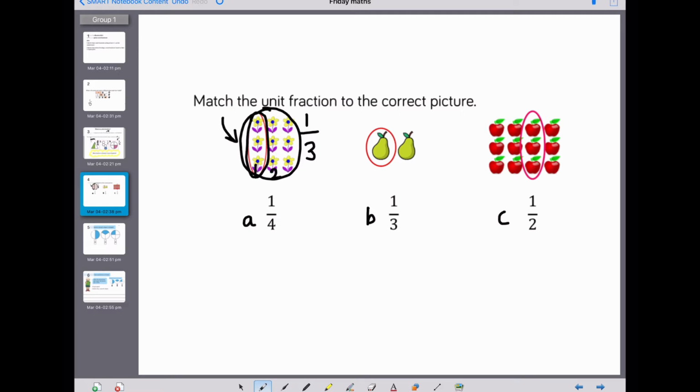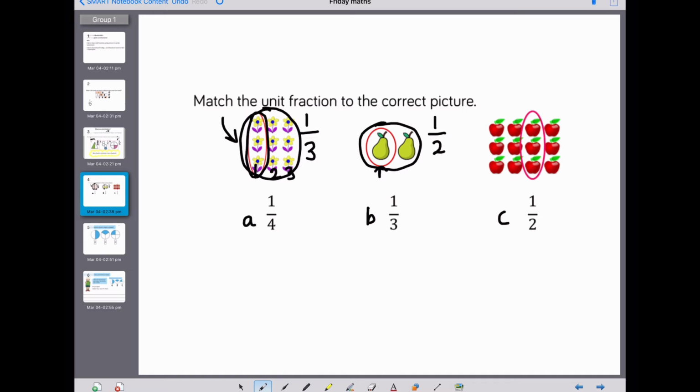1, 2 and 3. What about the pairs? What unit fraction does the pairs show? A 1/4, B 1/3 or C 1/2? Tell the screen now. It's 1/2 because one part is shaded out of 2 parts altogether.